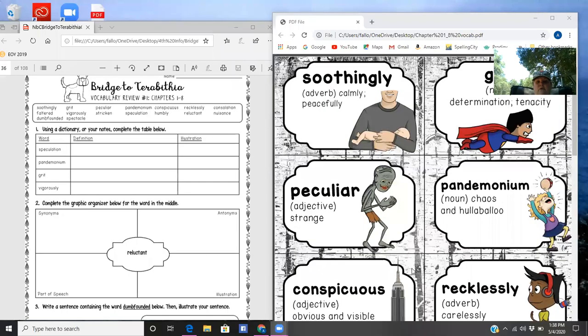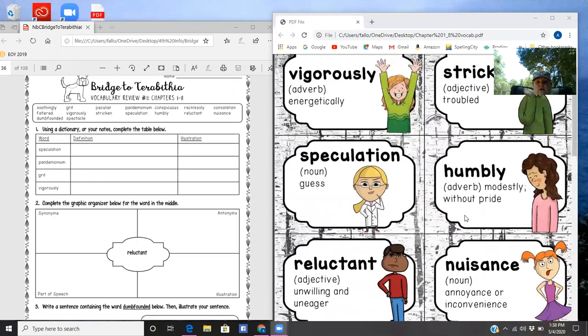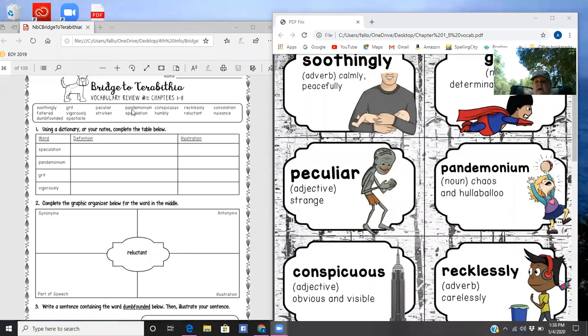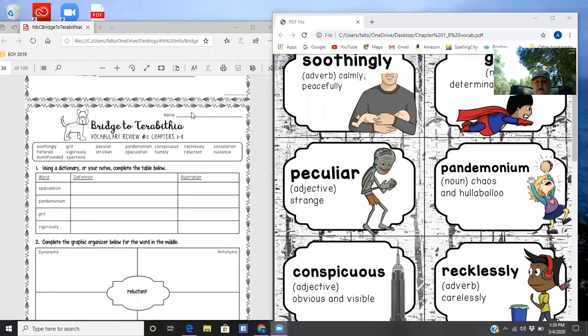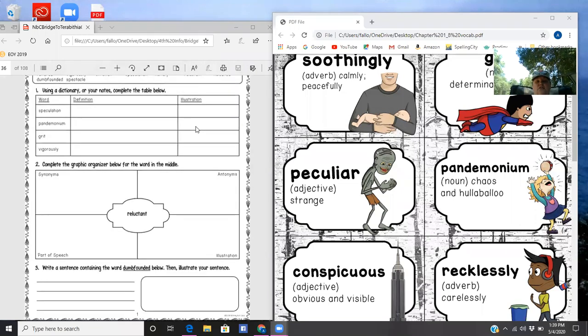You'll see I have my vocabulary cards, as well as the vocabulary review. So you're going to be looking at Tuesday's Bridge to Terabithia vocabulary review, chapters 1 through 8. You will notice in the box right below the title, it has all the vocabulary words that we have learned through chapters 1 through 8. We're going to put our name at the top because we always want to put our name on our papers. And we're going to go ahead and get started.